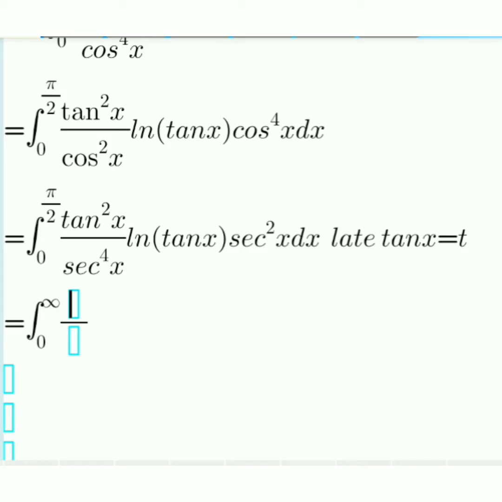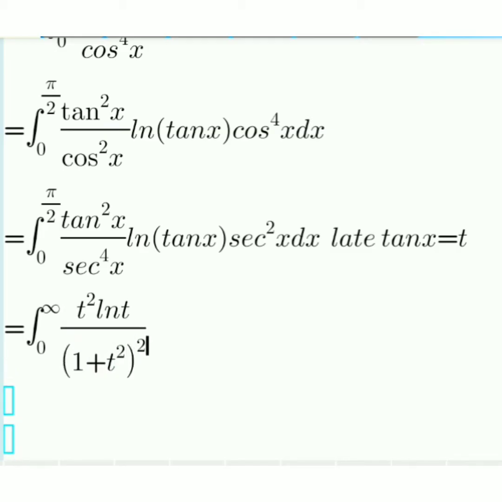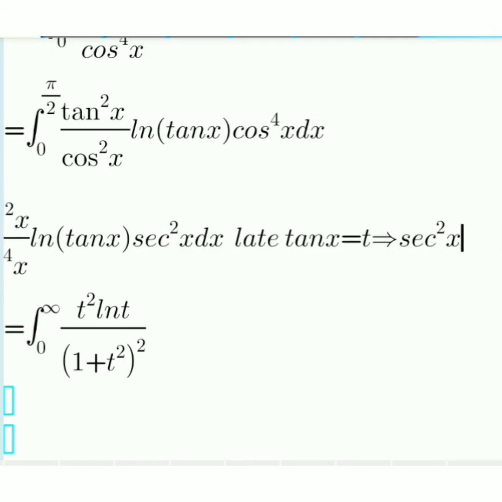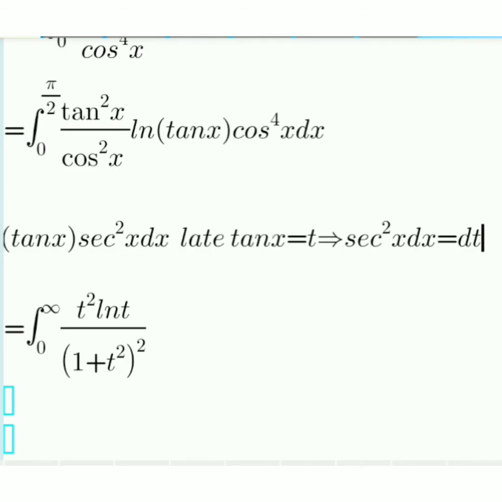So I can write this problem: tan x means t, so this is t square ln t, and sec square x means 1 plus t square, whole to the power square, into dx, that implies sec square x dx is equal to dt. So I can write dt here. So friends, whatever you see is this way.